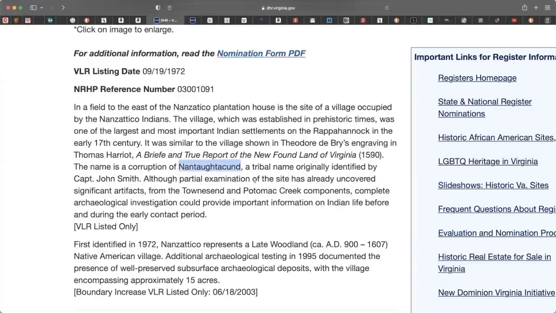Although partial examination of the site has already uncovered significant artifacts from the Townsend and Potomac Creek components, complete archaeological investigation could provide important information on Indian life before and during the early contact period.